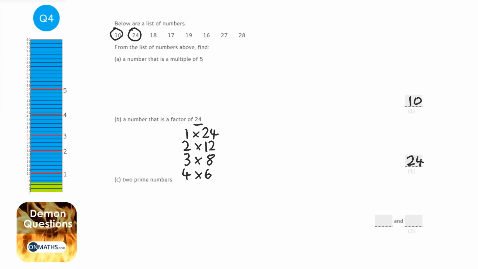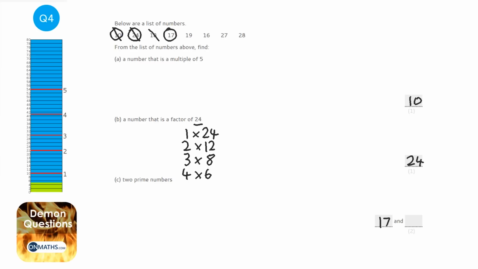Now prime numbers mean they only have 2 factors, 1 and themselves. Okay, that's a prime number. If there's any more factors, it's not a prime number. So let's go through the list. 10 is in the 5 times table, which we identified in question A, so that's not a prime number. 24, well, we've listed out 6 other factors of 24, so that's not in it. 18 is 3 times 6, so that's not going to be it. 17, I don't think of any times tables that 17 is in, so I'm going to say 17 is a prime number, which it is.